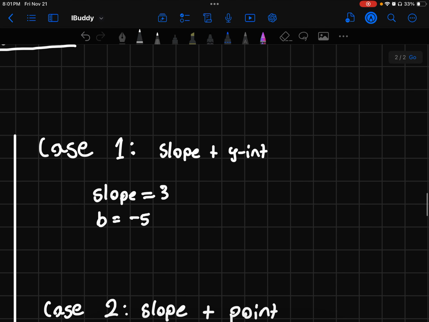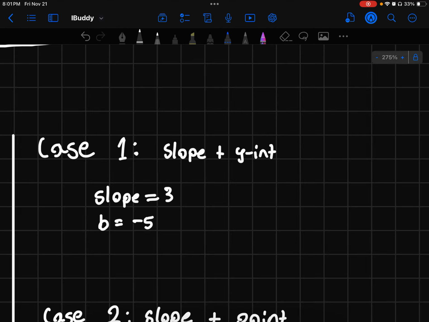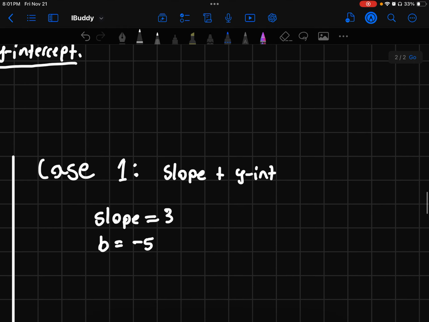Okay, so case one is when you have a slope and a y-intercept. So here you already have the information, you literally just have to fill it in. So you go y is equal to m, which is 3x, plus b, which is -5. So since it's negative, it would be -5. It would be like this. You just input the values.